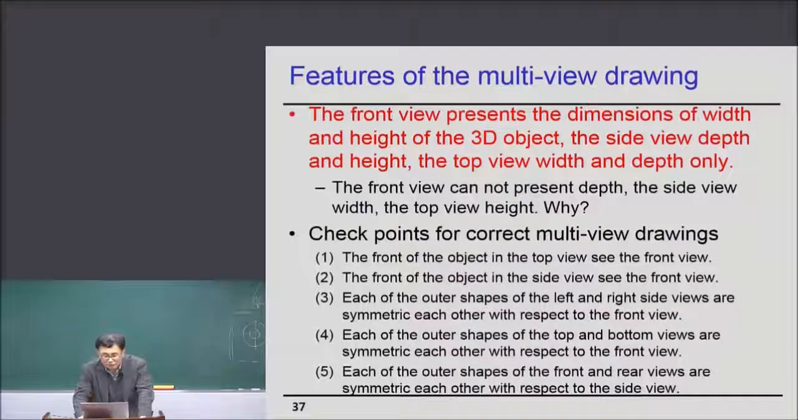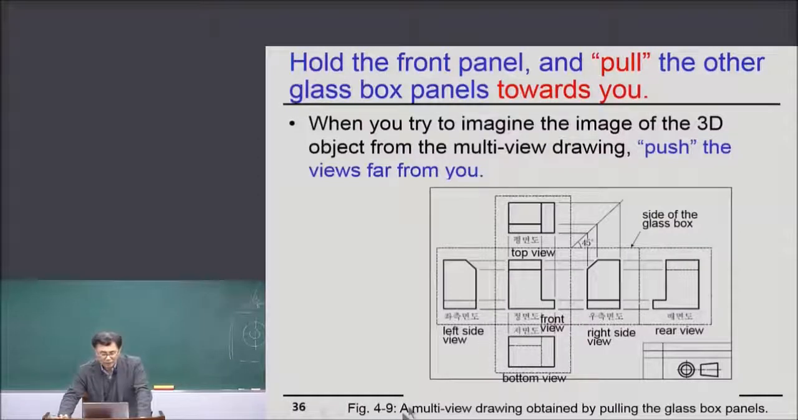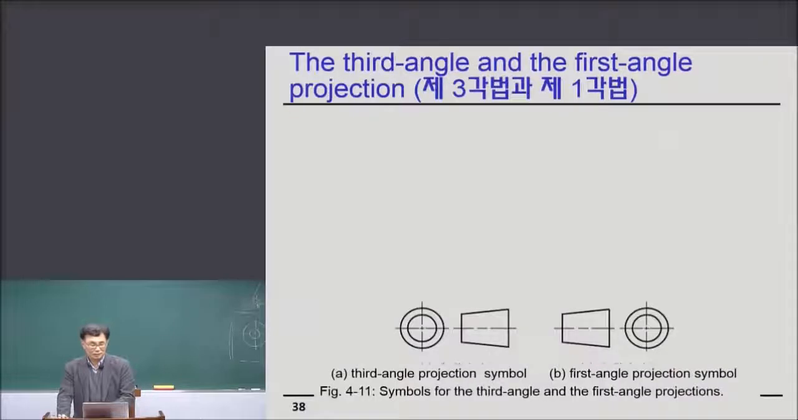And also a checkpoint for a correct multiple drawing is that it is all symmetric, actually, right? So using this front view, left and right view are symmetric. So you know, the inclined surface is toward the top view. And for front view, the top view and bottom view are symmetric. Even if there are hidden lines here, anyway, the shape is symmetric. For right side view, front view and rear view are symmetric. Okay, symmetric. So this is the checkpoint if the multi-view drawing is correct or not. All right.